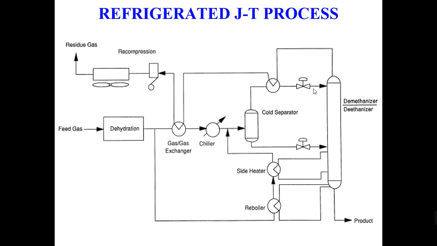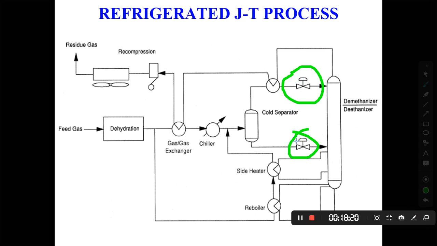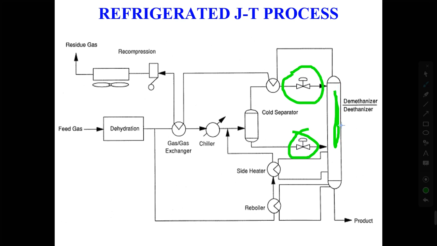From the cold separator, when it goes inside the deethanizer, here are the JT valves. In this process we have two JT valves here. One is this one, another is this one. The purpose is to remove the ethane plus products. So in this step the ethane is removed and the liquids are sent down, and the ethane is then sent up like this one. This is the process.